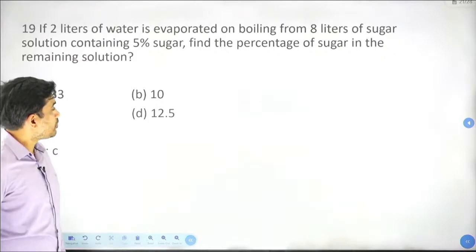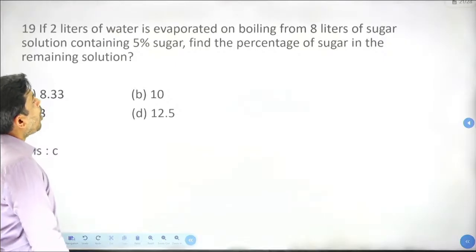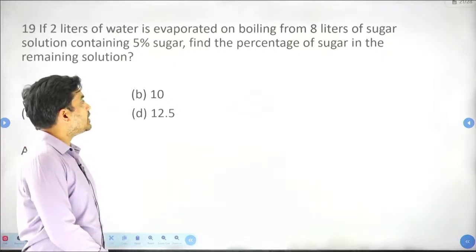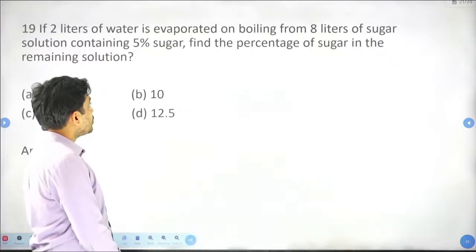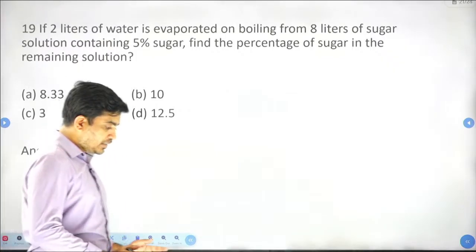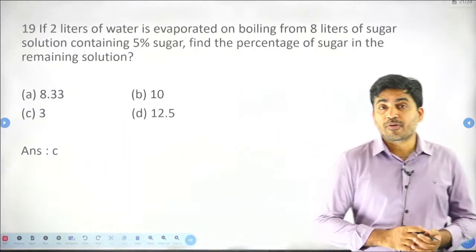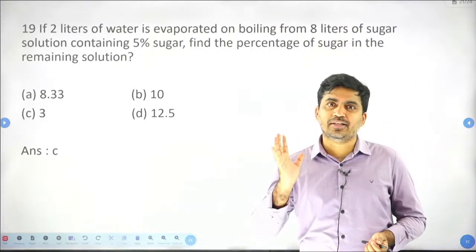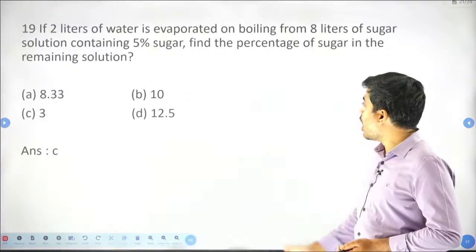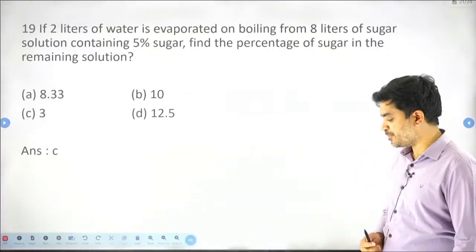Next one. 2 liters of water is evaporated on boiling from 8 liters of sugar solution containing 5% sugar. In 8 liters, 5% of sugar is there. From this 8 liters, 2 liters gone. What is remaining? 6 liters. They are asking what is the sugar percentage in this 6 liters.